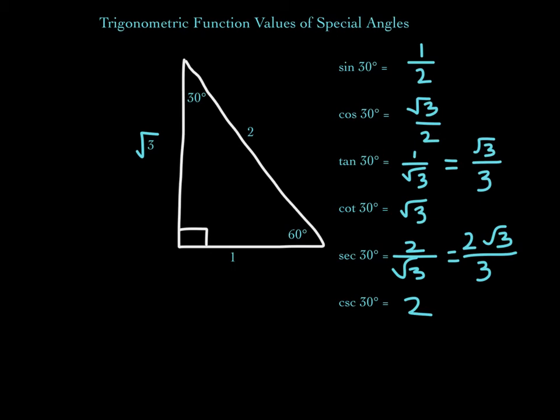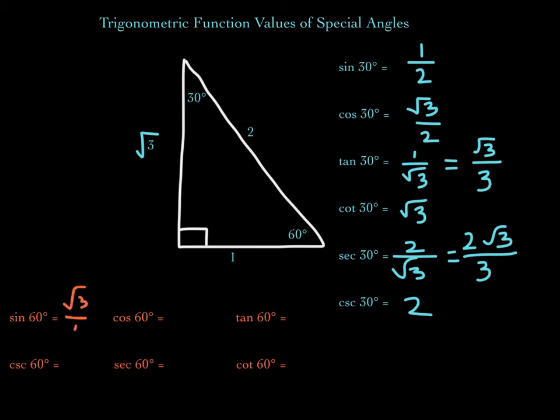So watch this. 60 degrees and 30 degrees are complements. So I wonder if we can use the fact that cofunction values of complementary angles are equal. In other words, sine of 60 degrees will be equal to cosine of 30 degrees. How do I know that? Well, sine and cosine are cofunctions, and 60 degrees and 30 degrees are complements. And cofunction values of complementary angles are equivalent. So this is going to be root 3 over 2.